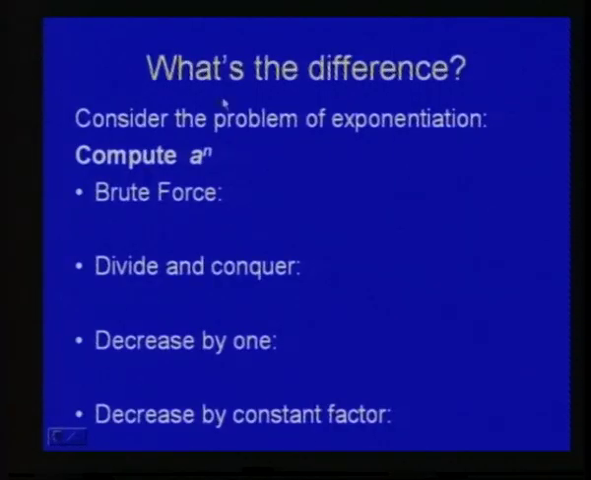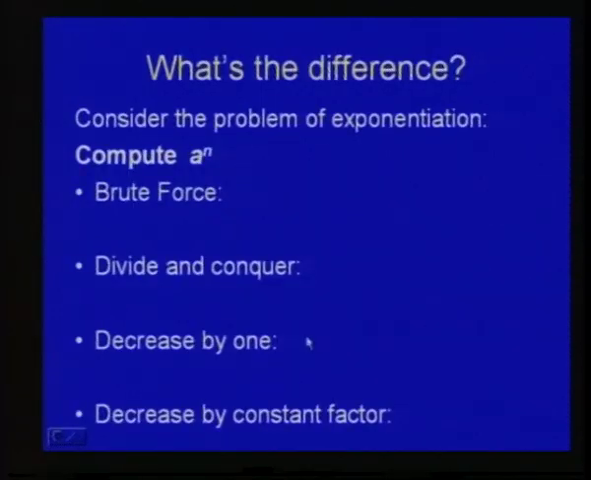Now, let us look at the difference by considering this. We have looked at brute force, we have looked at divide and conquer, we have looked at decrease by 1, and we have looked at decrease by a constant factor. To actually bring out the difference, let us take this. You want to compute a to the power of n. We are not taking a sorting problem, we just want to compute a to the power of n. In the case of brute force, you do a multiplied by a, multiplied by a, multiplied by a, and so on and so forth. That is the brute force method. You do it one by one slowly.